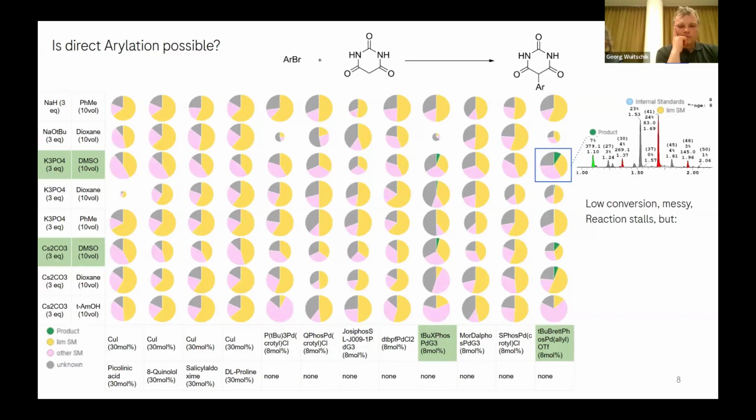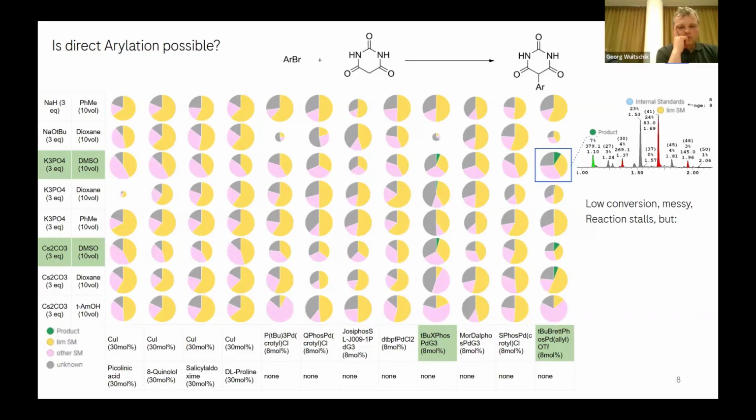And here we did the same plate design. It turns out it's a lot less green now. Also, surprisingly, only conditions with the potassium phosphate DMSO or cesium carbonate DMSO, these are for us more like the copper conditions. That's why we have them on there. But you see, copper also here doesn't react.